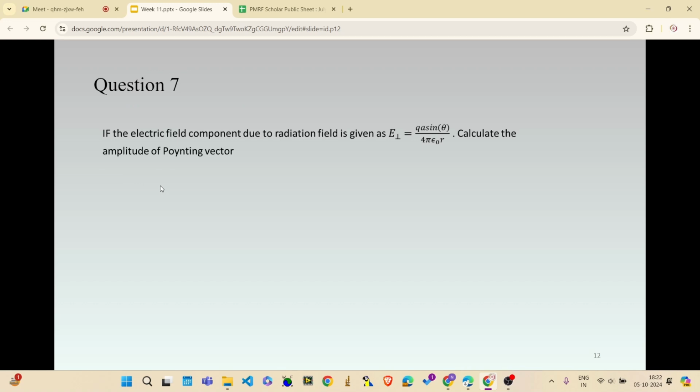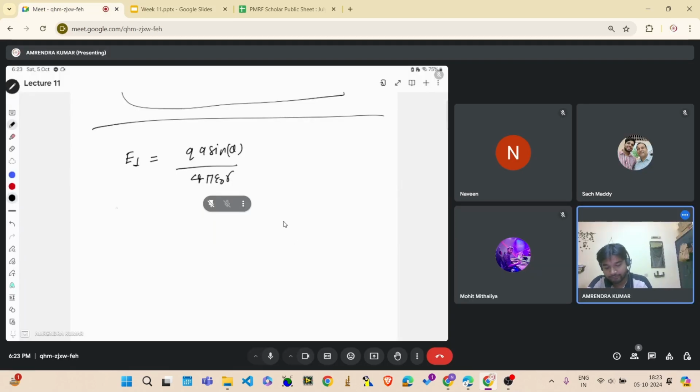Next question is, if the electric field component due to radiation is given like this, calculate the amplitude of the Poynting vector. So we know that this amplitude is given by E perpendicular is equal to Q A sine theta over 4 pi epsilon naught R. Okay, so this is the electric field, so you can calculate the magnetic field.